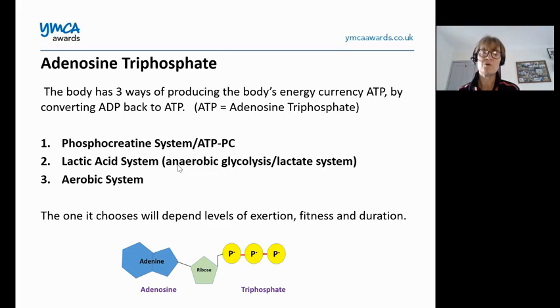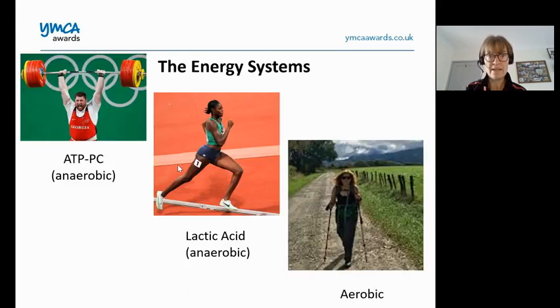You'll probably remember these from your level 2: phosphocreatine, lactic acid, and aerobic. The first two are anaerobic, the third one, obviously, is aerobic. The one the body chooses depends on your levels of exertion, how hard you're working, your fitness levels, and how long you're carrying out that activity for. There's a little image at the bottom that shows the structure of adenosine triphosphate. The little red lines between the Ps, the phosphate groups, are where energy is stored. So when the end phosphate is broken off, energy is released.